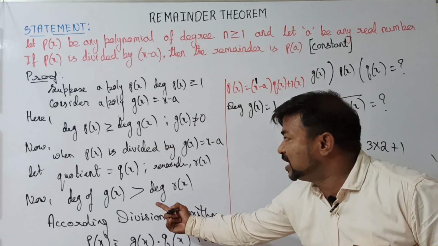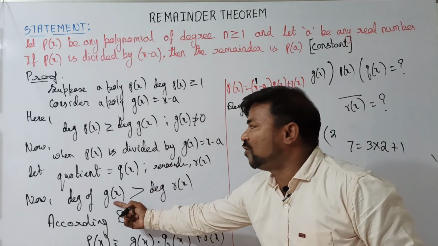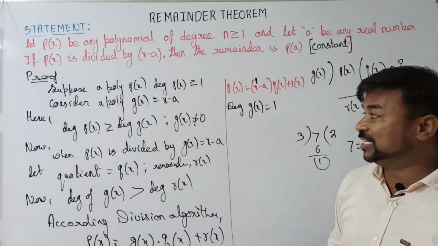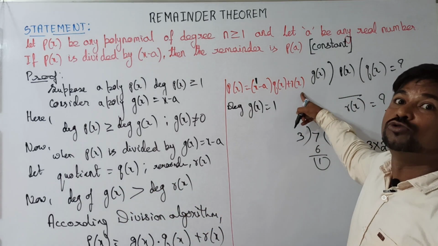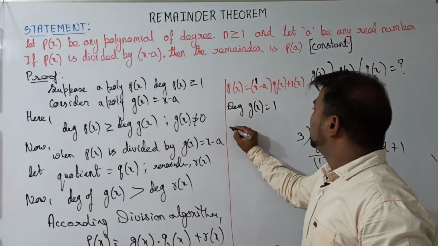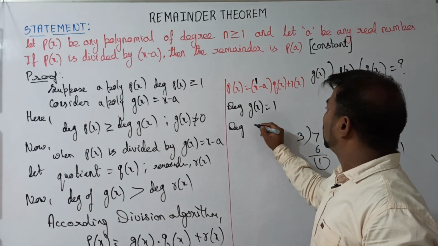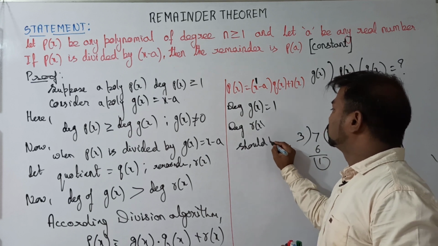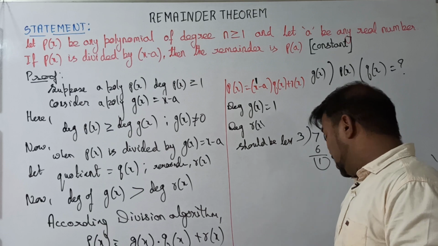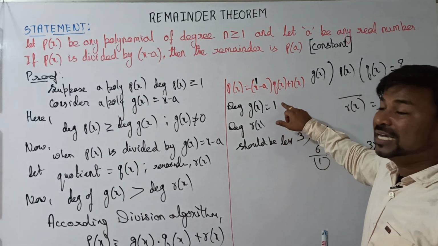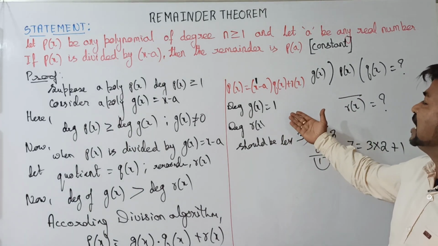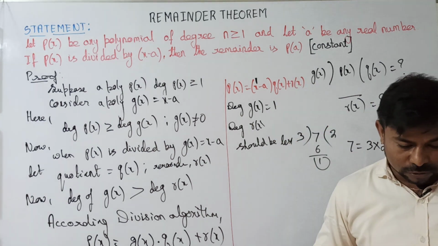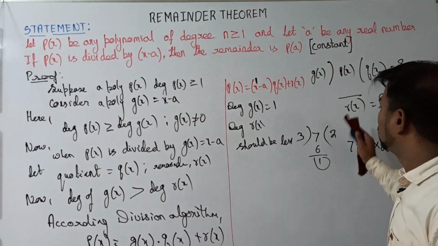Then, as I said just now, the degree of r of x should be less than the degree of g of x. The degree of r of x should be less than what? Here, we are taking the degree of g of x as 1. Then what should be less? Let's go for that.